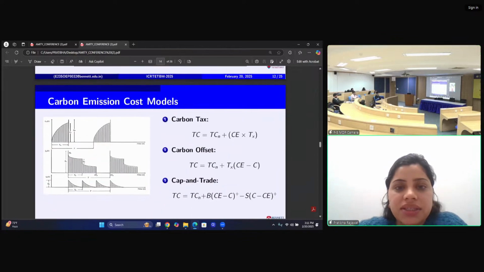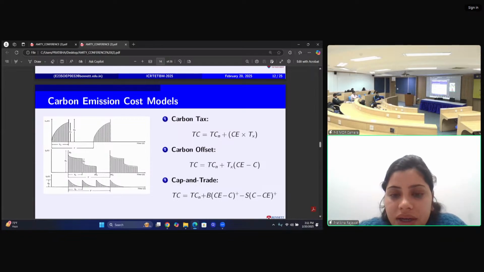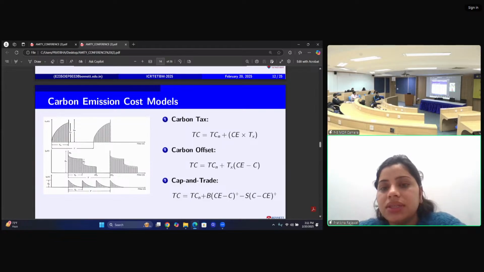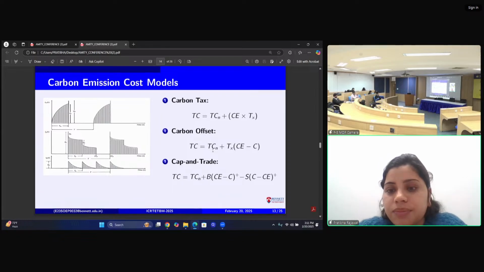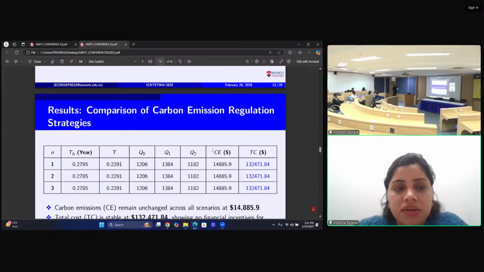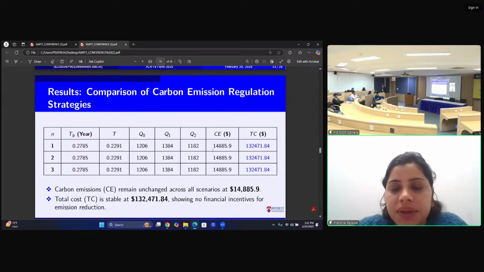Now we discuss the carbon emission cost models. As you can see in the graphs, first we discuss carbon tax, second the carbon offset, and third the carbon trade, and we use these formulas: TCN equals TC into TX, and similarly TC equals TCN plus TX, TC minus C. These are the results of the comparison of the carbon emission regulation strategies. N is the interval 1 to 3, with T, Q0, Q1, Q2, CE, TC.